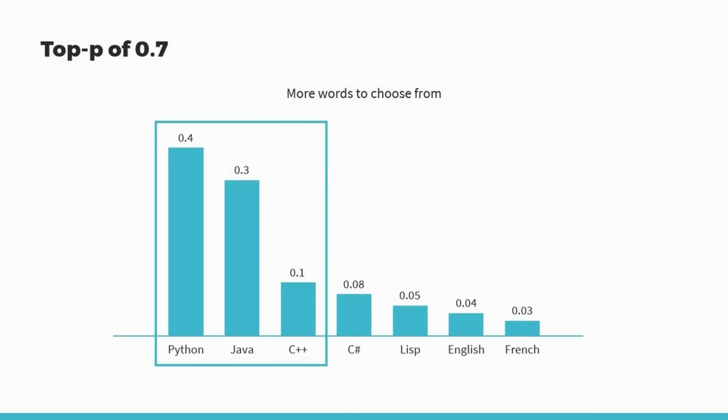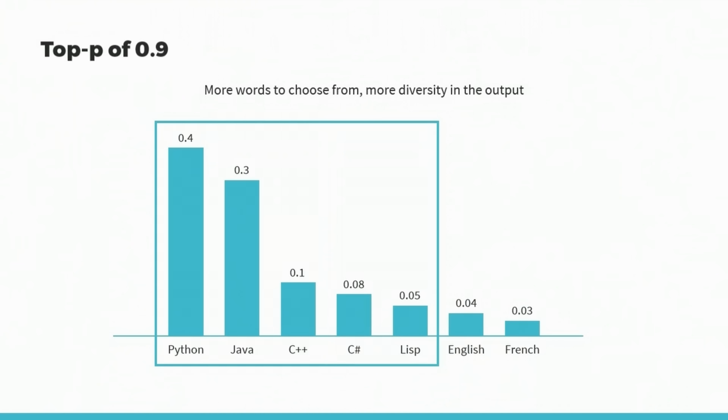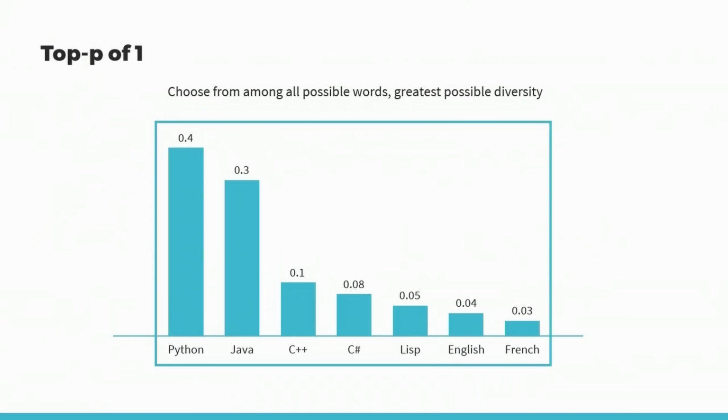Now let's say you increase the top P threshold to be 0.7, then one more word can be included in the set of possible words to choose from. The cumulative probability here is 0.4 plus 0.3 plus 0.1 equal to 0.8, which exceeds the top P threshold of 0.7. The higher the value of top P, the more words to choose from, and more diversity in the output generated by the model. The highest possible value for top P is 1. This is where the model can pick from all possible words, giving you the greatest possible diversity in the output.